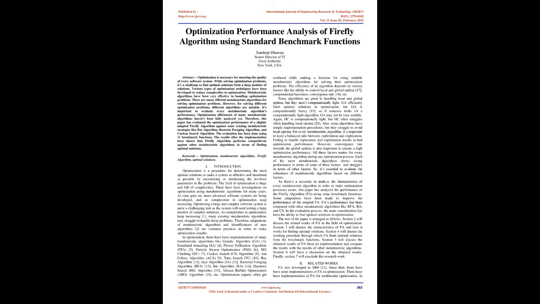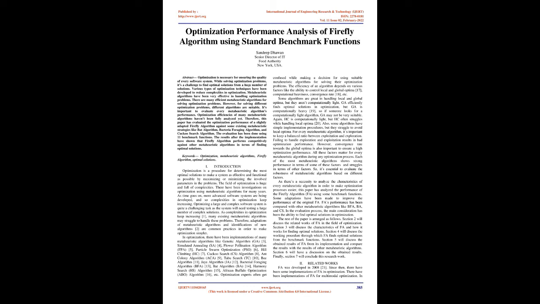Introduction. Optimization is a procedure for determining the most optimal solutions to make a system as effective and functional as possible by maximizing or minimizing the involved parameters in the problems. The field of optimization is huge and full of complexities. There have been investigations on optimization using metaheuristic algorithms for many years.